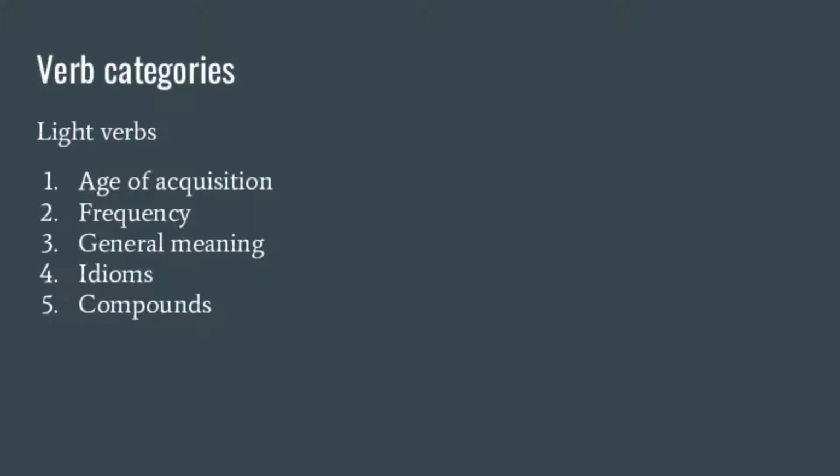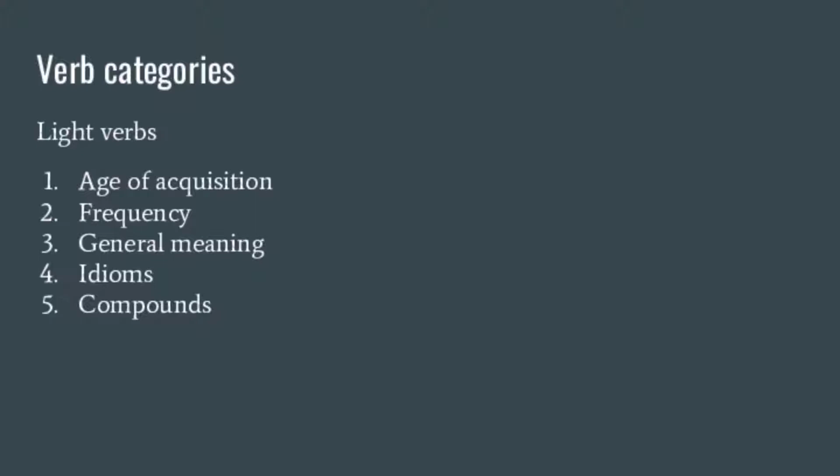So these are called light verbs, and this is an insight from a particular approach to cognitive semantics. Light verbs, certain properties, age of acquisition. That means when you learn the verb. So these are generally the first verbs that you learn as a child in your language. They have more general meanings. They're very frequent. So in spoken English, for example, these verbs are very frequent. They're much more frequent than donate or contribute. They're also used a lot in idioms, or if the grammar allows it, compounds.